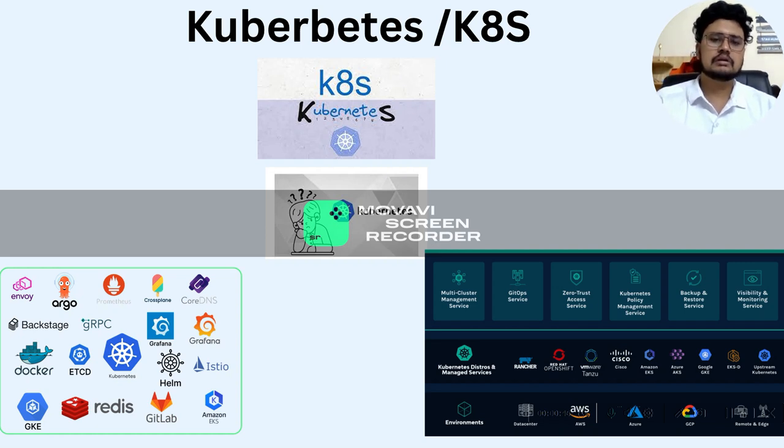Now, why do we use Kubernetes? Imagine we have dozens or hundreds of containerized applications. Without Kubernetes, you have to manage them manually: where to run, how to scale, how to restart if one fails. Kubernetes does this automatically by keeping them running 24 by 7 with nearly zero downtime, scales up and down based on demand, and heals itself if something fails or crashes.